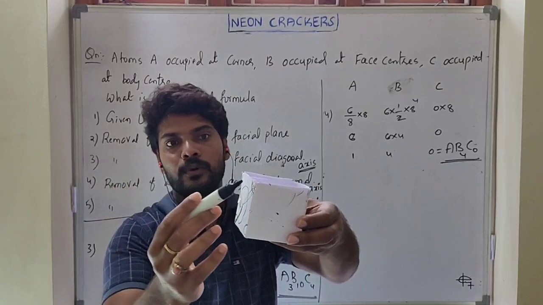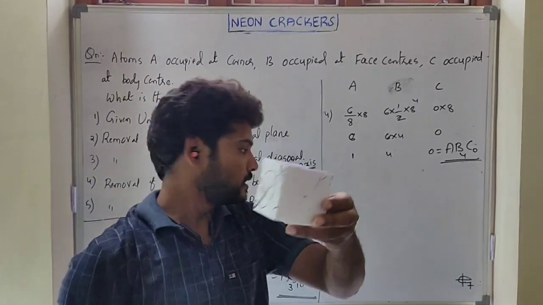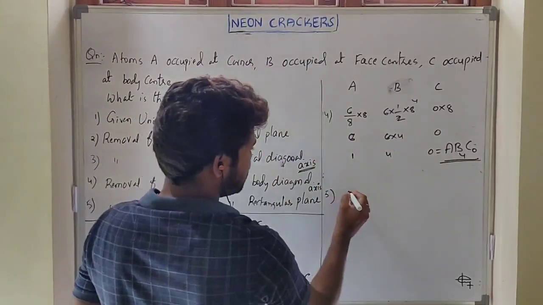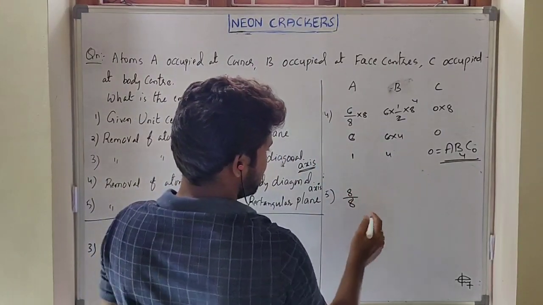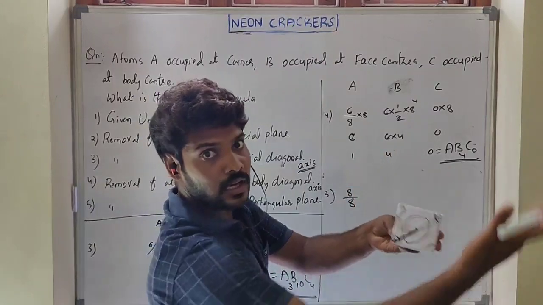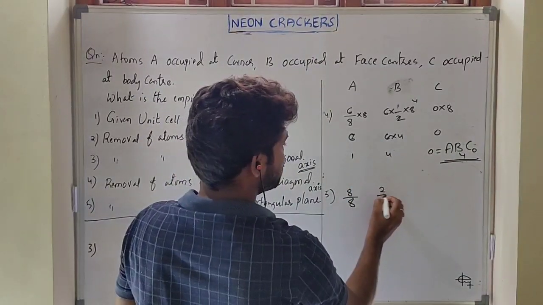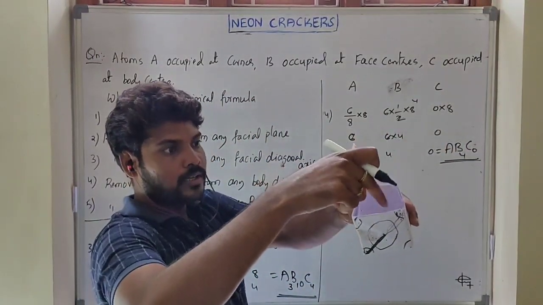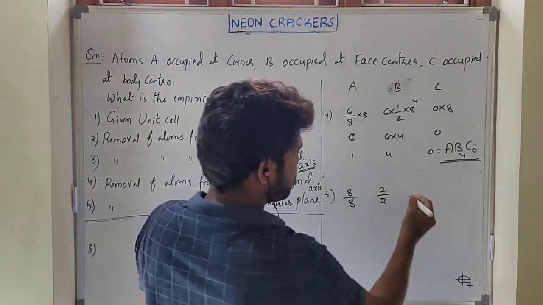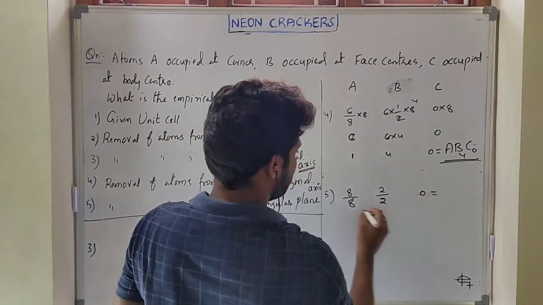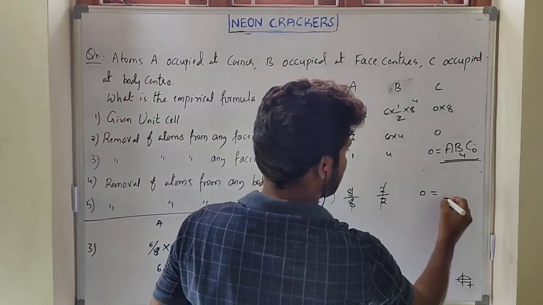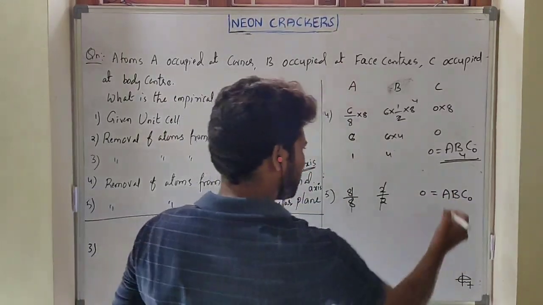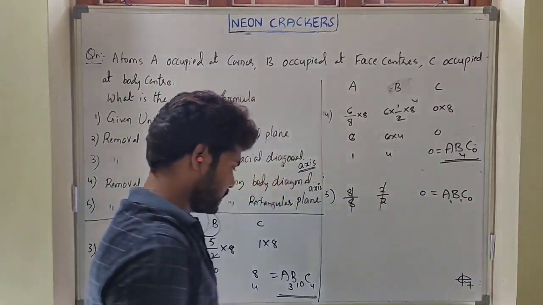So nothing happened to these 8 corners, right? In the fifth condition, the first one, A position is a corner, that's why nothing happened. So 8 by 8 here, and 4 face center atoms are removed. So 2 face center atoms, each one contribution is 1/2. Next, in this plane, that body center atom is removed. Now here what is that? 0. Now 1, 1, 0. So what is the formula? A, B, C0, or A1, B1, C0, or whatever you can write.